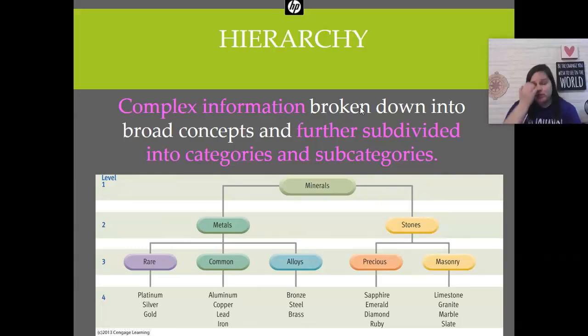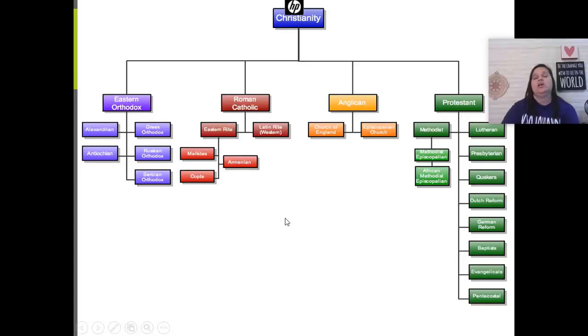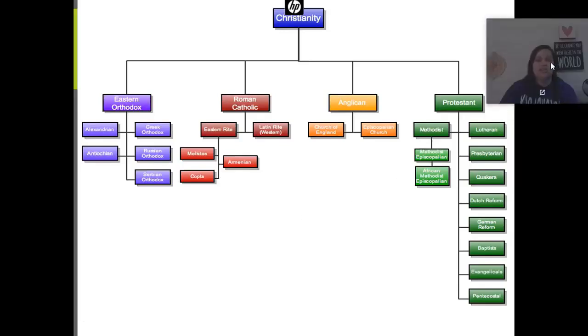Another way to organize information into something more memorable is with a hierarchy. Here we break it down into categories and subcategories. So for example, minerals could be broken down into metals and stones. Stones could be broken down into precious or masonry, metals into rare, common, alloys. So it's a good way to organize the information. This is one I've used in my other history classes before, where we're trying to break down Christianity into the hierarchy of its different branches.